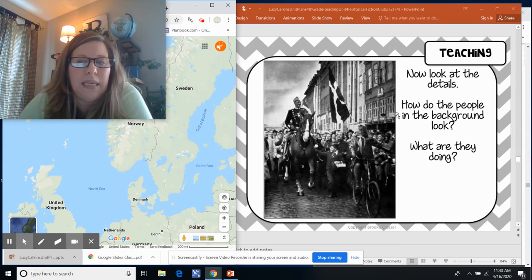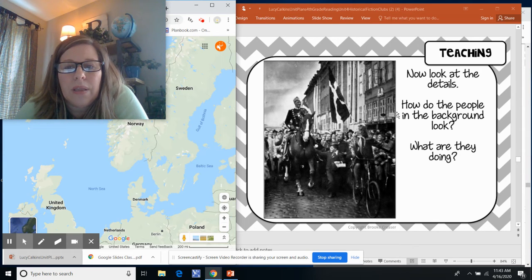I want you to look at the details of this picture. How do you think the people in the background look? And what are they doing? So look around, see what you see. Let's look at the details.